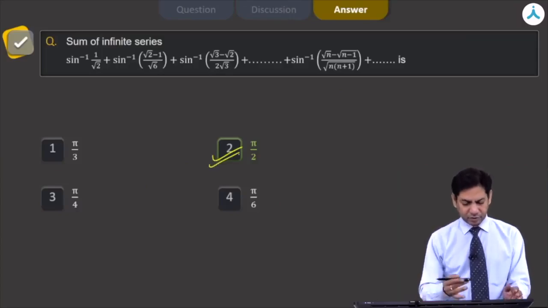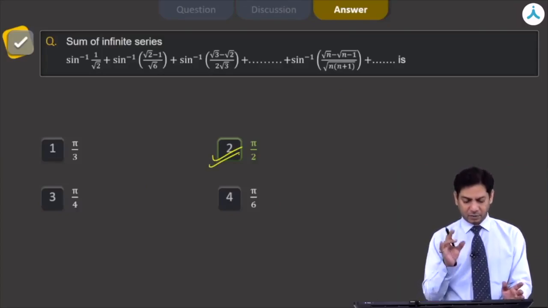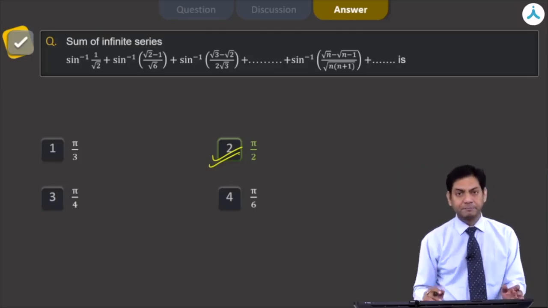So that was a good question on telescopic series in inverse trigonometric functions, one of the favorite areas to ask questions by JEE. So that's it.